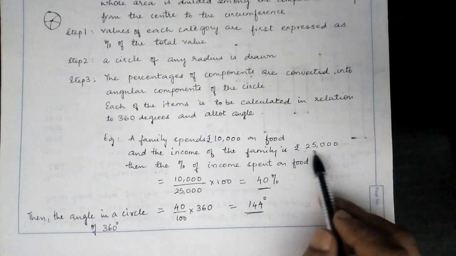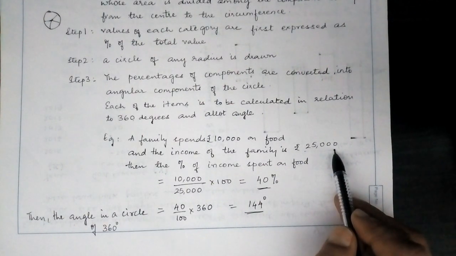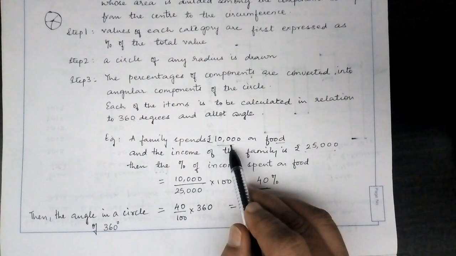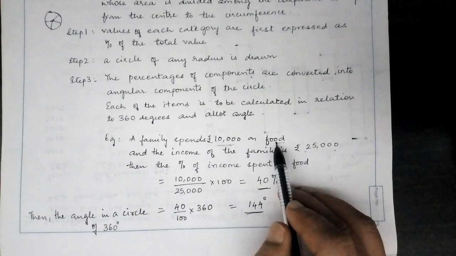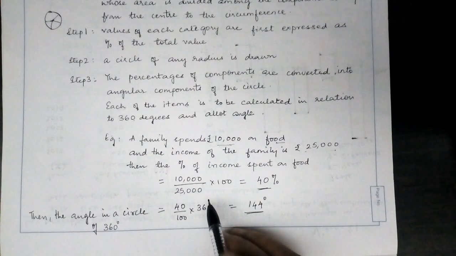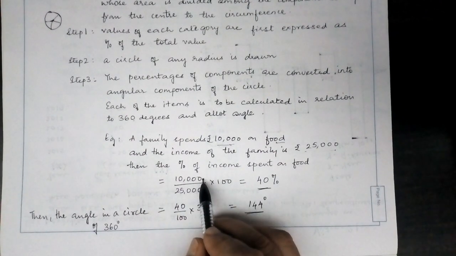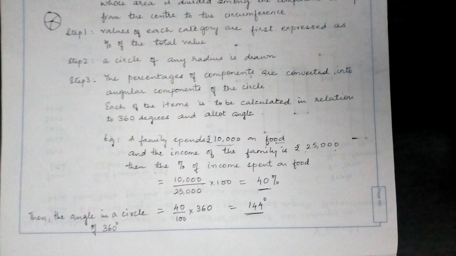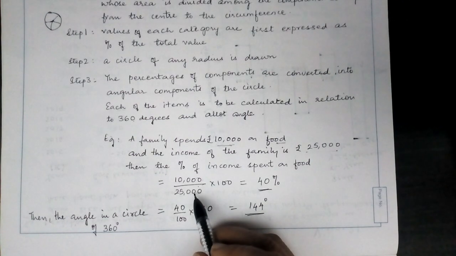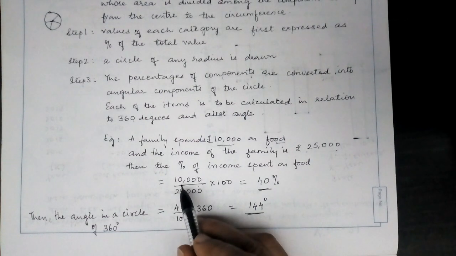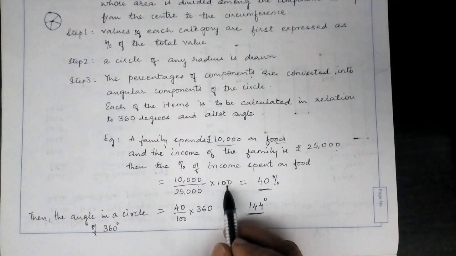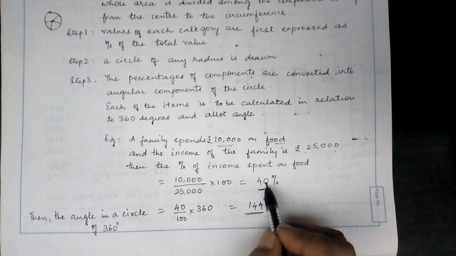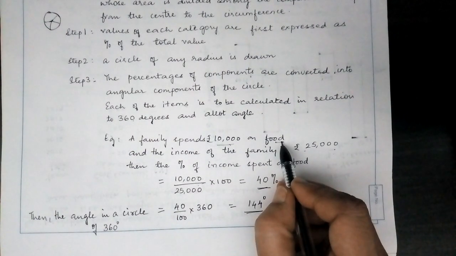The total income the family gets is 25,000 and it spends 10,000 on food. So what is the percentage of the amount spent on food? That is what we are going to calculate. So we will see how much is spent: 10,000 divided by total income into 100. Since a part has to be divided by the total, we will divide 10,000 by 25,000 into 100. So we get 40%. So the family spends 40% of the income on food.